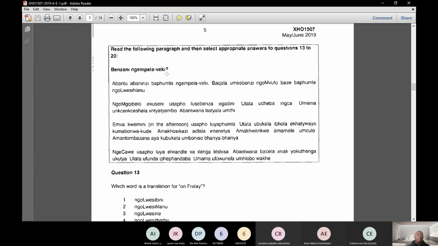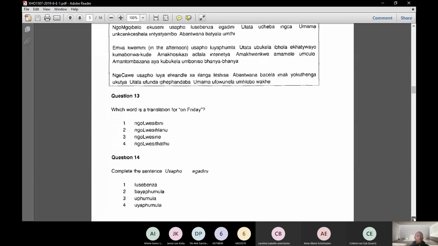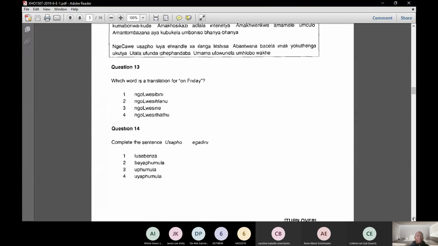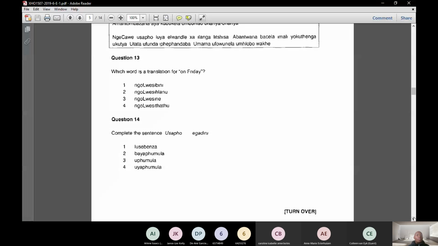Okay, the first sentence... let me go straight to question number 13. Question number 13 is asking, which word is a translation for on Friday? Is it number 1, ngoLwesibini? Is it number 2, ngoLwesihlanu? Is it number 3, ngoLwesine? Is it number 4, ngoLwesithathu? Do you still remember the days of the week?